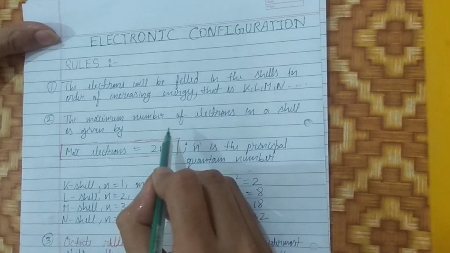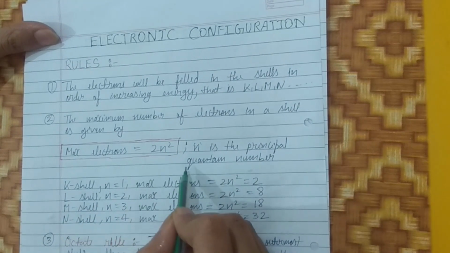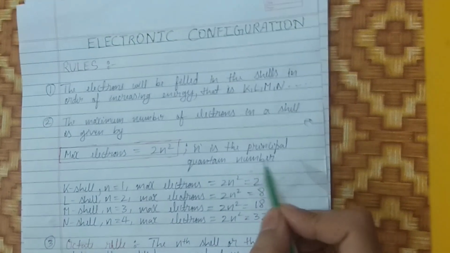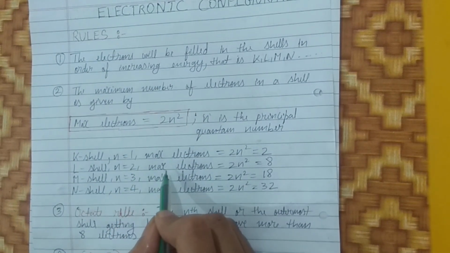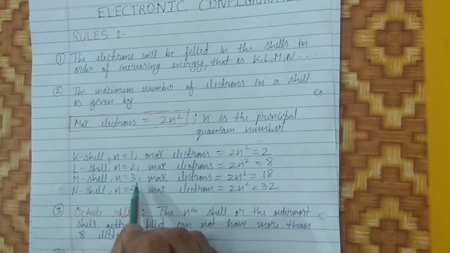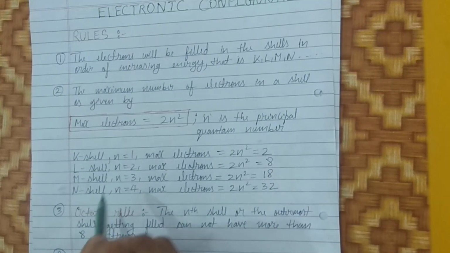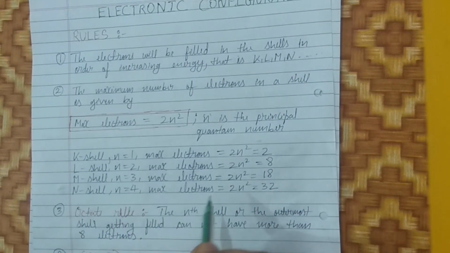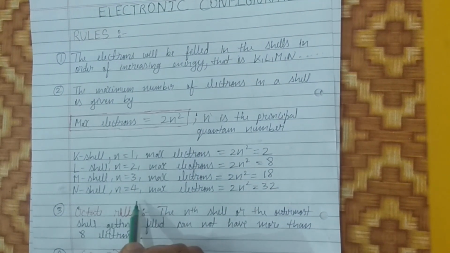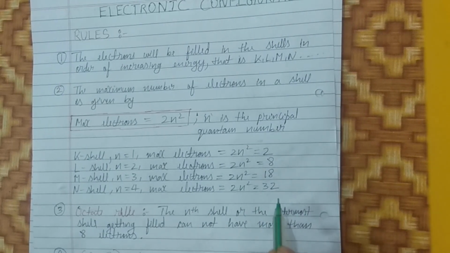The second rule is that the maximum number of electrons in a shell is given by max electrons equal to 2n square, where n is the principal quantum number. For the K shell, where n is equal to 1, max electrons equal to 2n square equal to 2. In the L shell, when n is equal to 2, max electrons will be 2n square equal to 2 into 2 square equal to 8. In the M shell, where n is equal to 3, max electrons will be 2n square equal to 18 electrons. In the N shell, n is equal to 4, so max electrons will be 2n square equal to 2 into 4 square equal to 32 electrons.